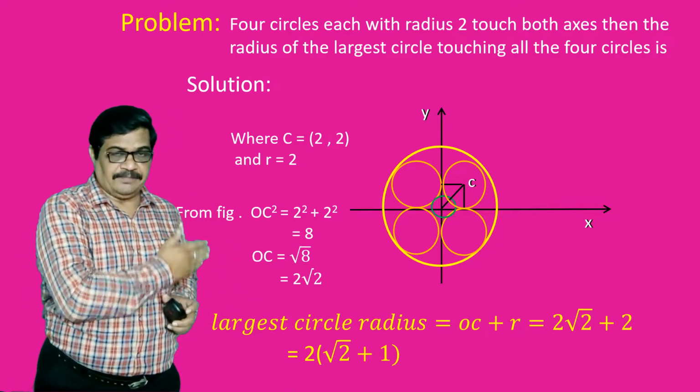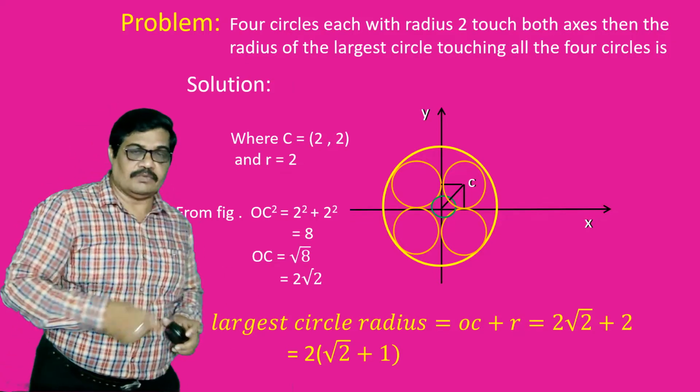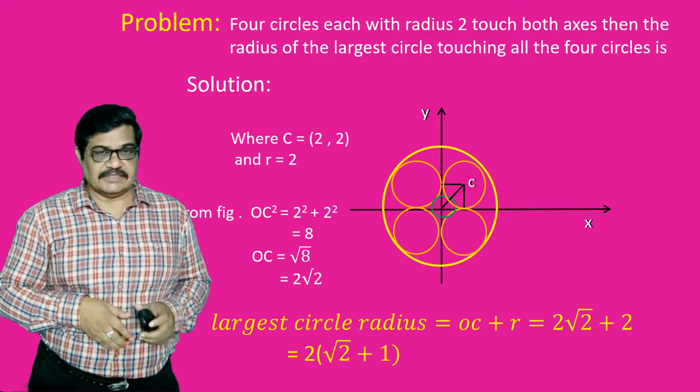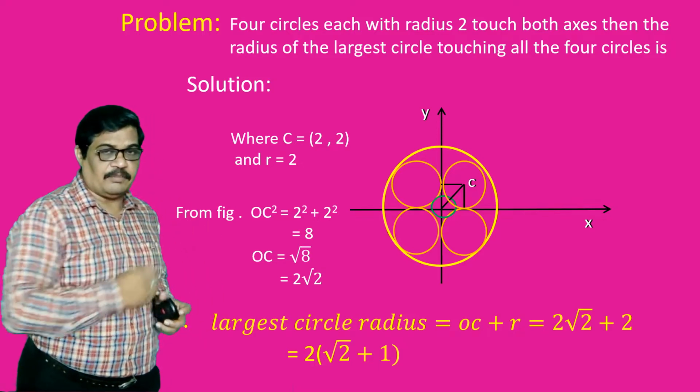So we are getting the largest circle radius is 2 into root 2 plus 1. So this is the required radius. Okay. Next, see the another problem.